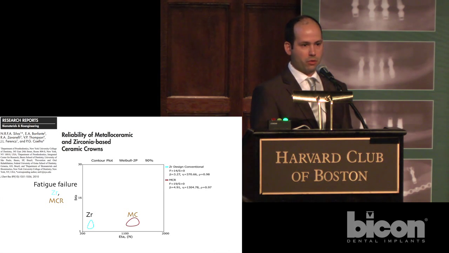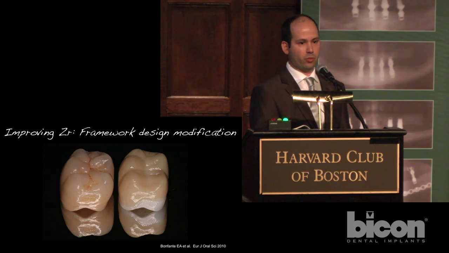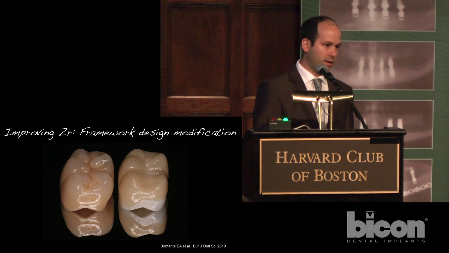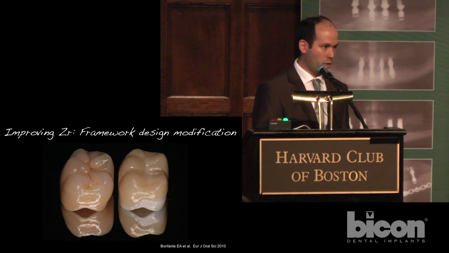Can we improve zirconia? We certainly can. And I'm not saying that this is the best framework design that we could use, but it is clear that we must change the framework design. This is just an empirical framework design. We're just bringing knowledge from metal ceramics to the all-ceramic world. As you can see, what it has is just a lingual collar connecting to proximal struts, so it further improves the porcelain support. And do we really need porcelain support?